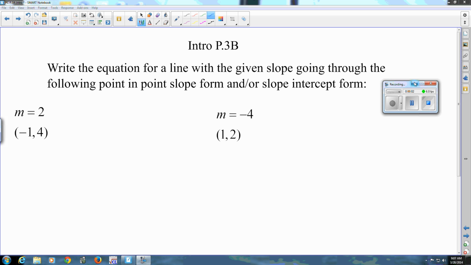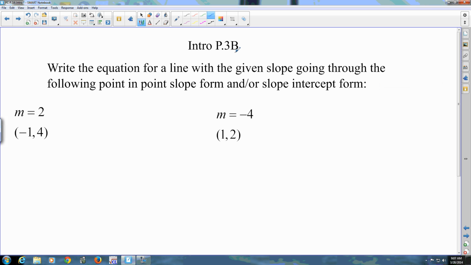Hello everyone, this is the second part of P3. Broke it over 2 days. What you guys are being asked to do in this section is write the equation of a line, but you're given choices on how you're asked to write it. Either in point-slope form or slope-intercept form.